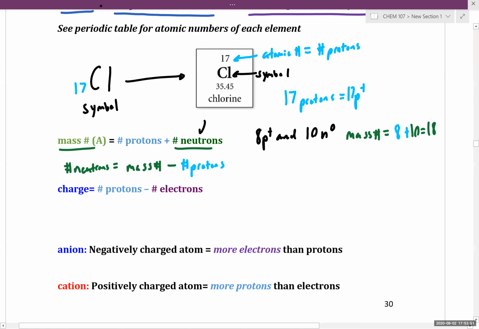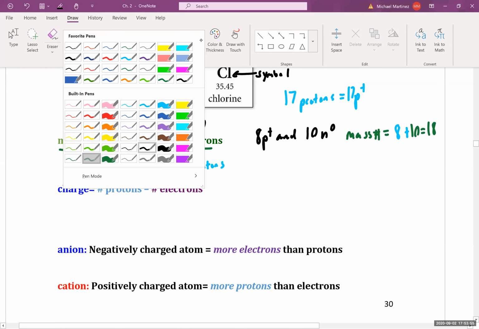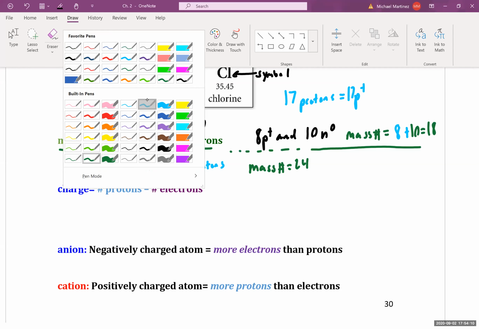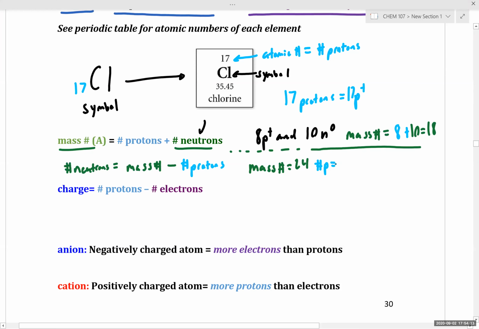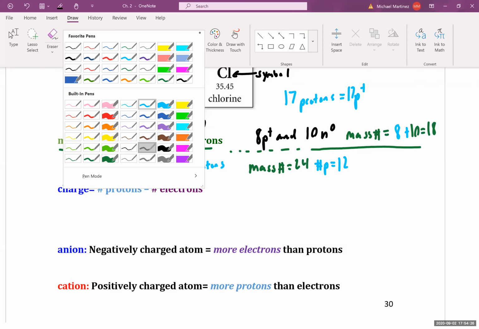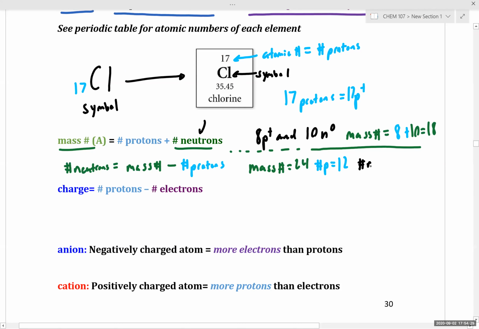Likewise, if we are given in the problem as a separate example, that the mass number is equal to 24, and we're also given that our number of protons is equal to 12, can we figure out the number of neutrons? 12, yeah. So our number of neutrons is equal to 24 minus 12, which would give us 12.